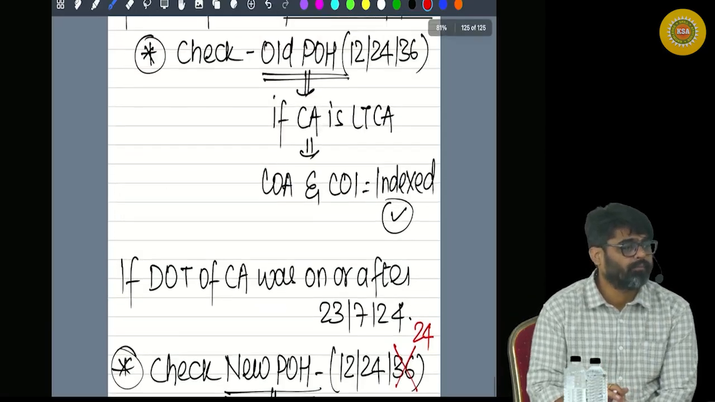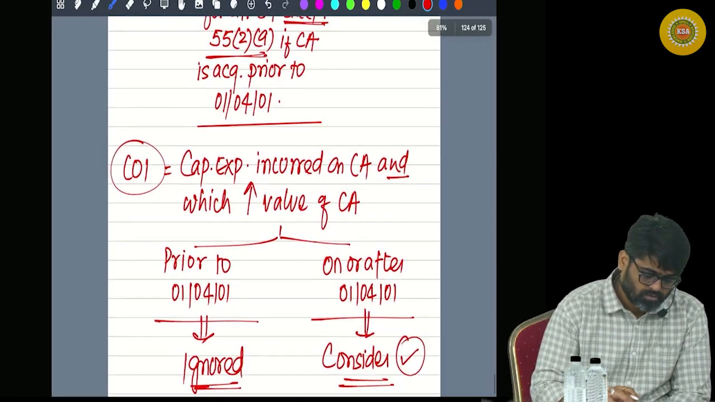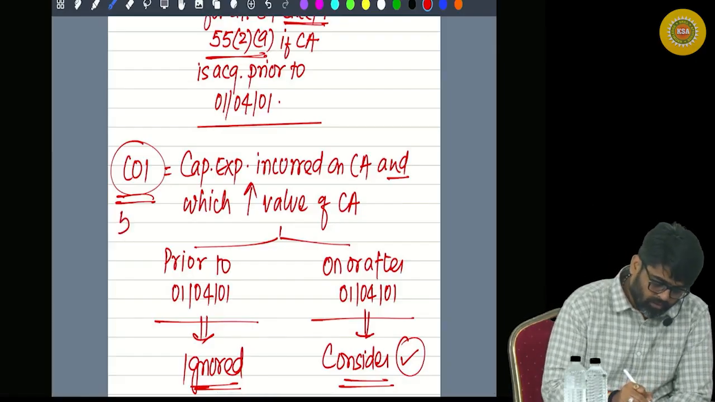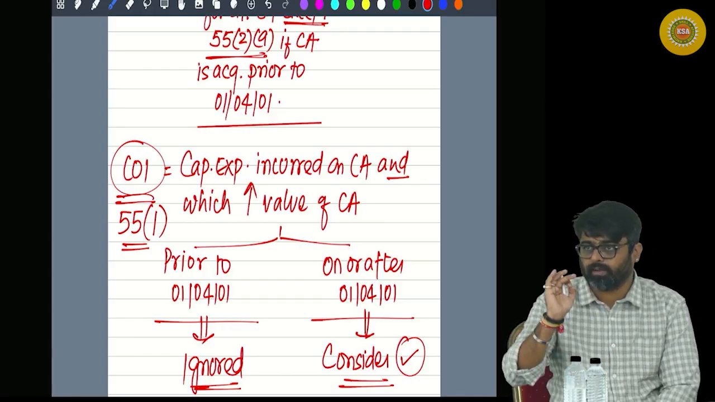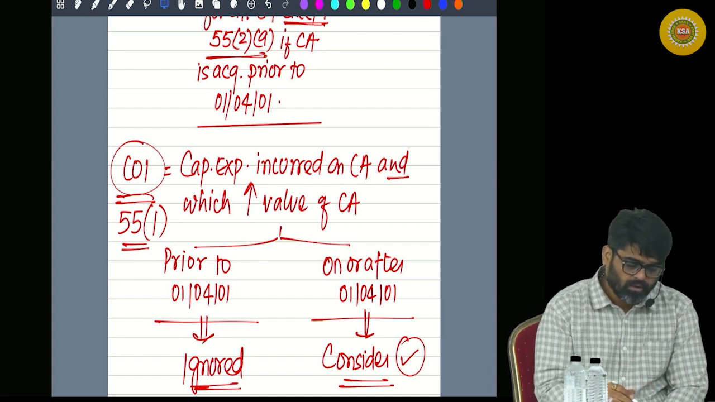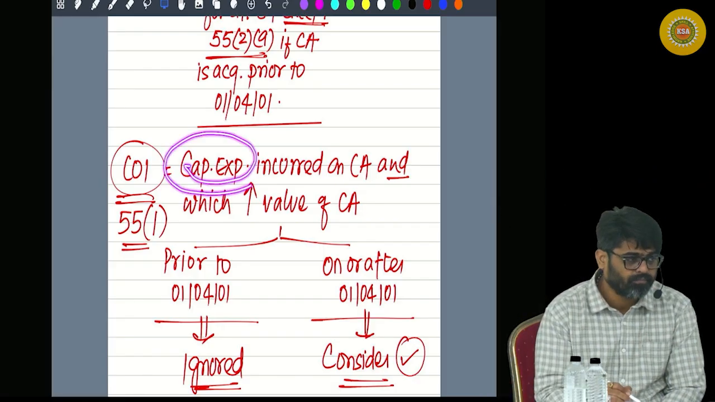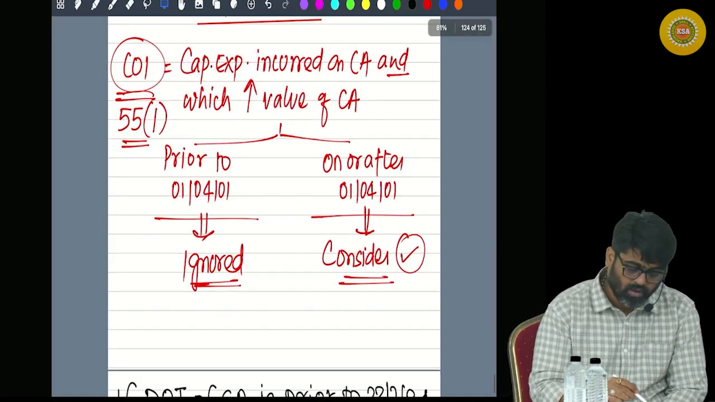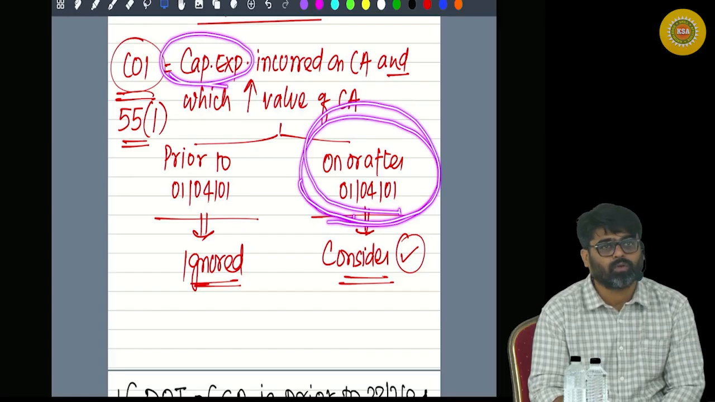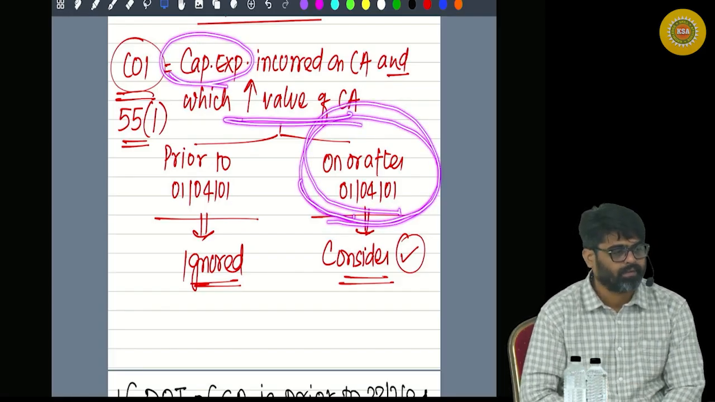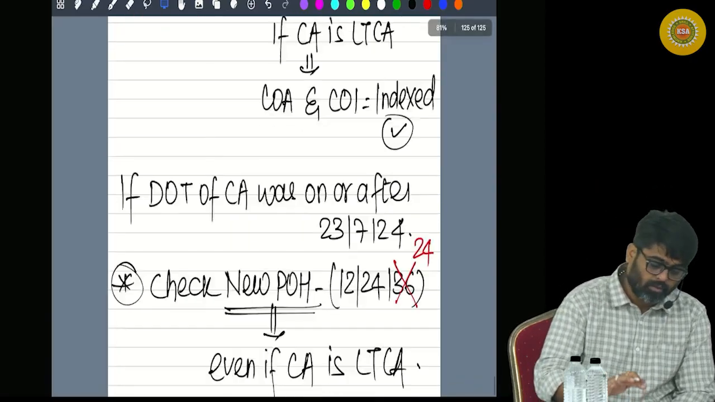So tell me, cost of acquisition and cost of improvement as per section 55 subsection 1. What will be the cost of improvement? Any capital expenditure incurred on the capital asset on or after 1st April 2000, which increases its value, will only be treated as cost of improvement, and for that only you are going to take the deduction. Yes or no? Now please pay attention.